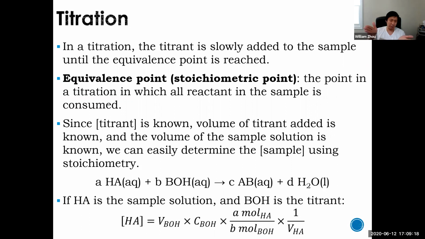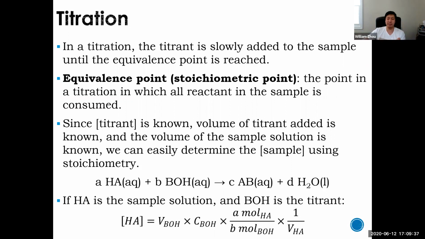So you want concentration, and concentration is moles per liter. You simply divide by the volume of the acid you originally had, which you do know. You can measure that. And this will give you the concentration of the acid. So that's just a little review of titration from grade 11.